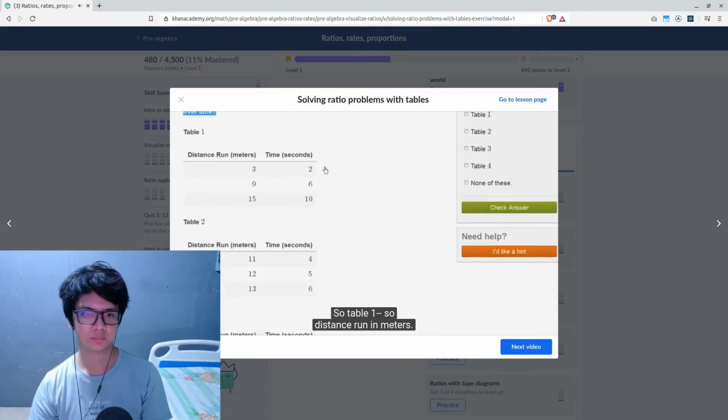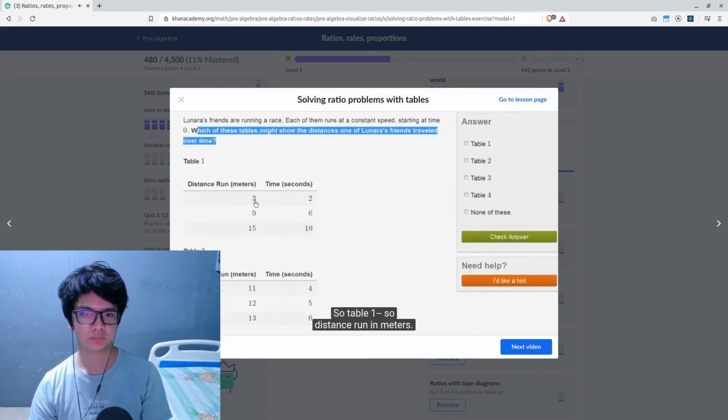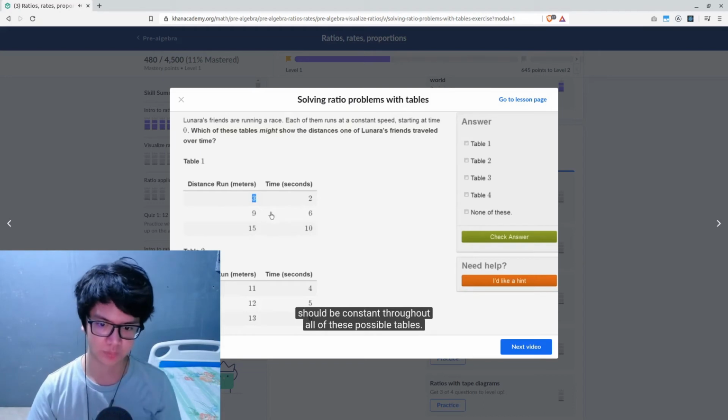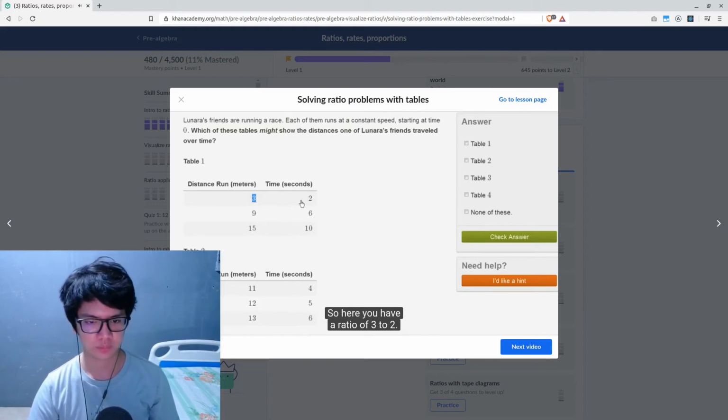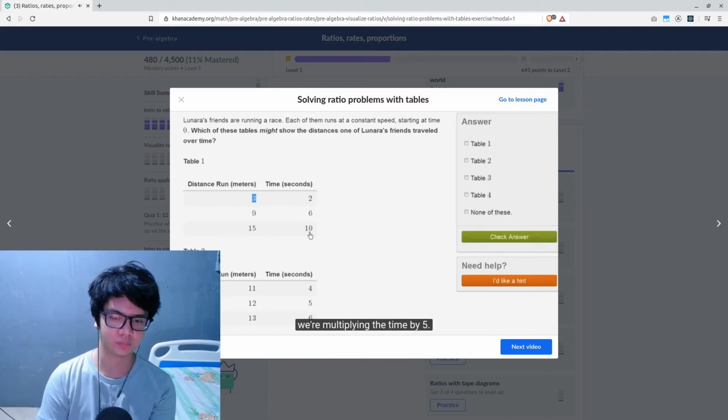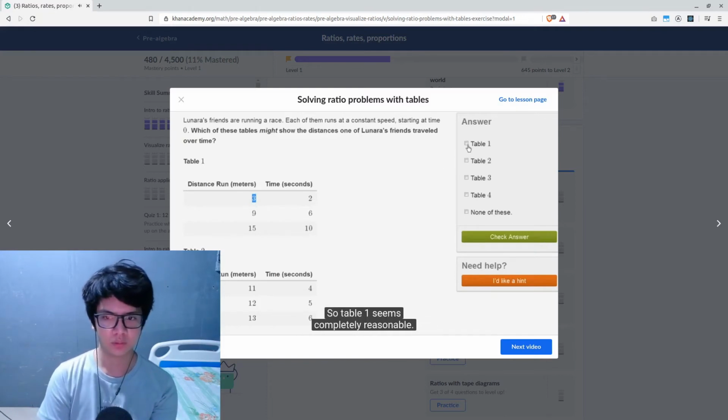So table 1. Distance run in meters. They're running at a constant speed, so the ratio between distance and time should be constant throughout all of these possible tables. Here you have a ratio of 3 to 2. If you triple the distance, we're tripling the time. If you multiply the distance by 5, we're multiplying the time by 5. So table 1 seems completely reasonable.